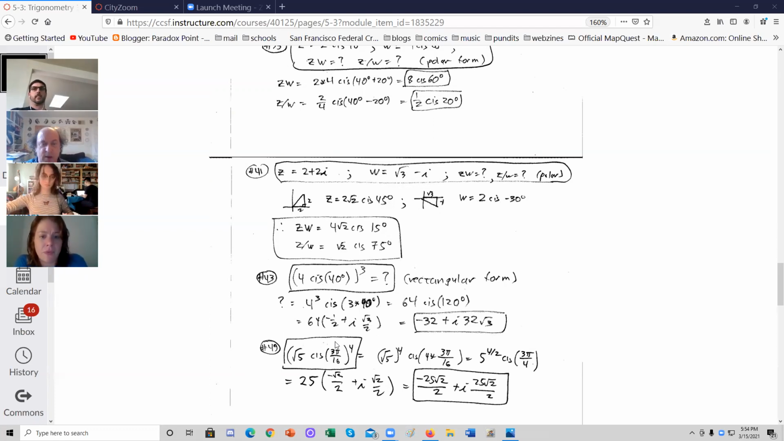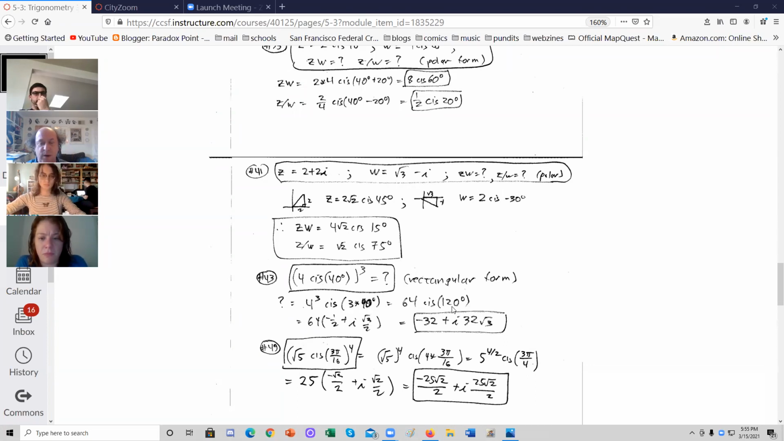Now, here we have the third power of 4 cis 40 degrees. All right, and they ask for the rectangular form. So first we distribute the 3 over the 4: 4 to the third power, and cis of 3 times 40 degrees. 4 to the third, cis 3 times 40 degrees.